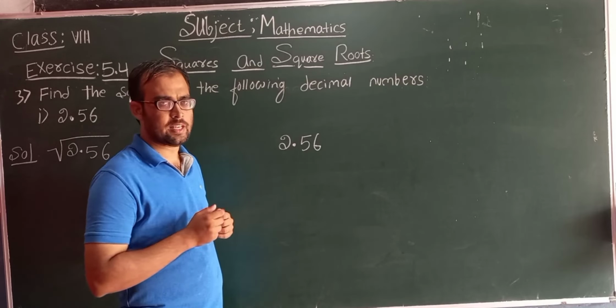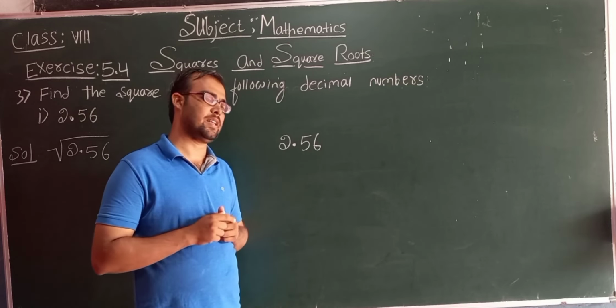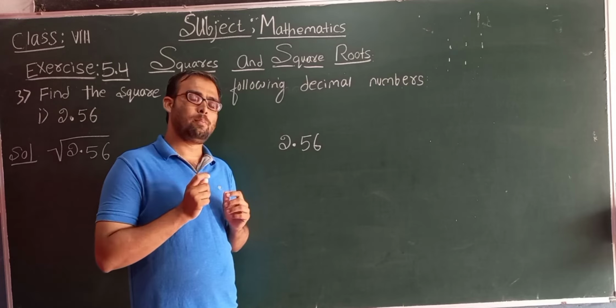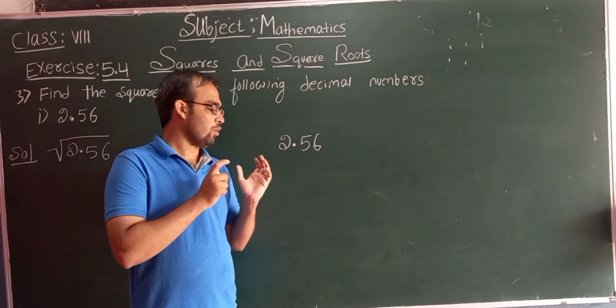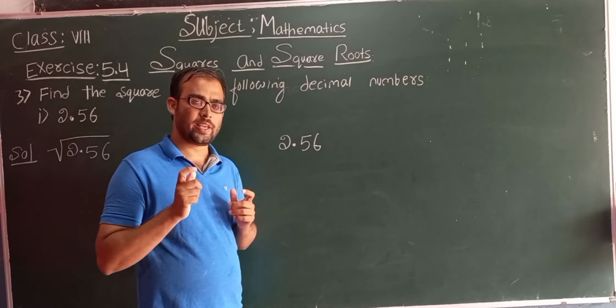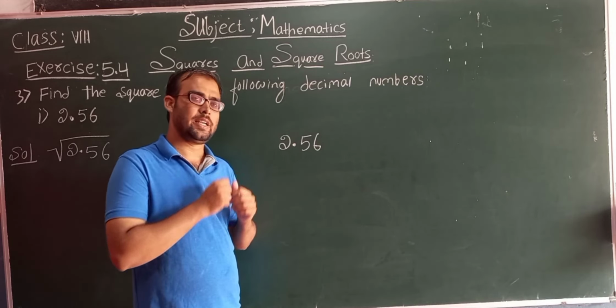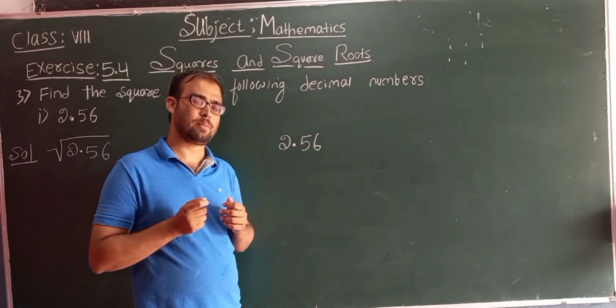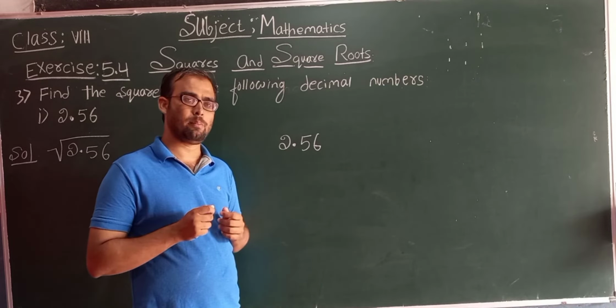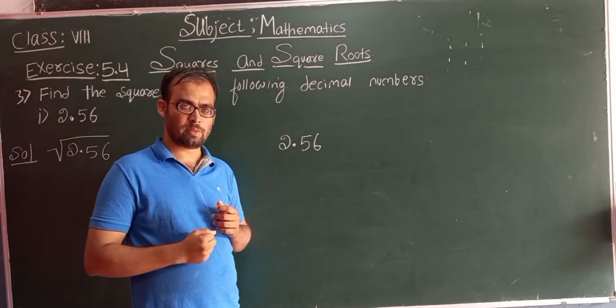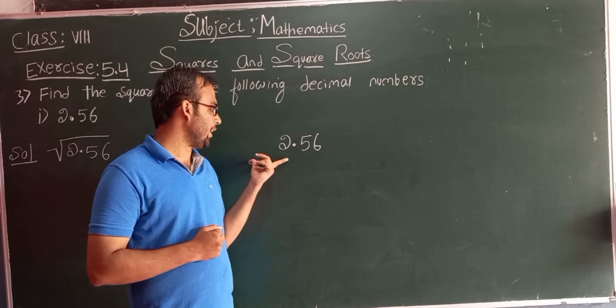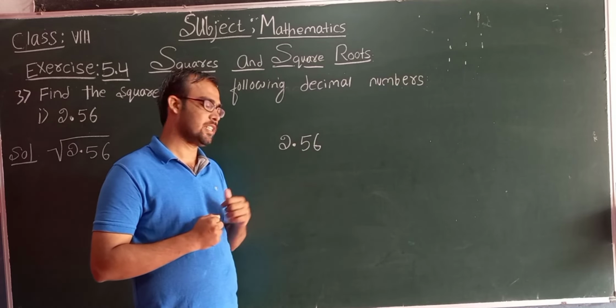Students, here I have written the number 2.56. Now, while placing the bar on decimals, we need to be very careful. Why? Because here we need to place the bar first in the integral part and then in the decimal part. So this is the integral part, and this is the decimal part.